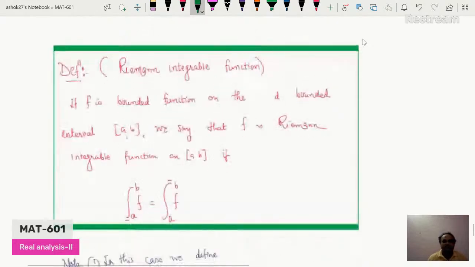Next, this is the definition of a Riemann integrable function. If f is a bounded function on the closed bounded interval [a, b], then we say that f is a Riemann integrable function on [a, b] if the lower Riemann integral and the upper Riemann integral are both equal. So if there is equality, then we say that the function f is a Riemann integrable function on that closed bounded interval [a, b]. This is the definition of a Riemann integrable function.